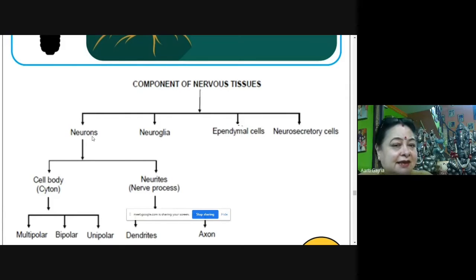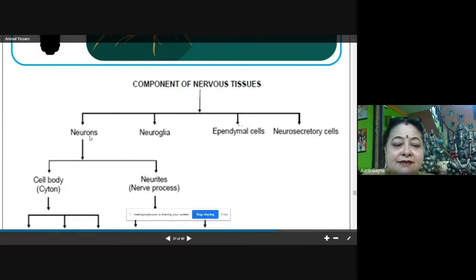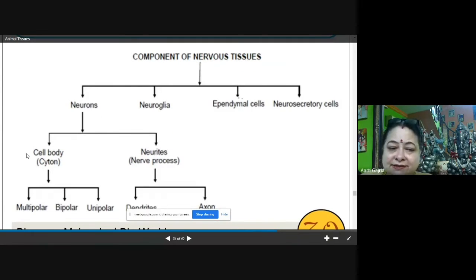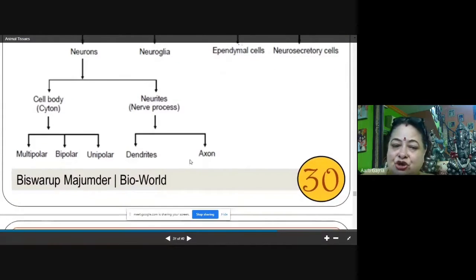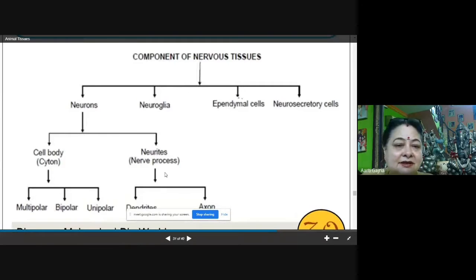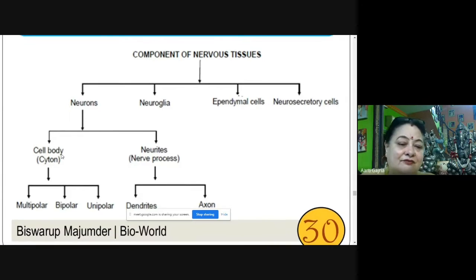So one cell of this nervous tissue is called neuron, and each neuron consists of a cell body which is called cyton, and there are its branches, and these branches are in the form of dendrites and axon. So dendrites and axon are the branches of the nerve cell, and there is one cell body. So this comprises the structure of one cell of the nerve.